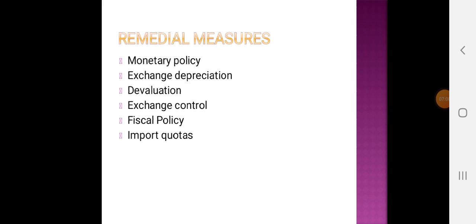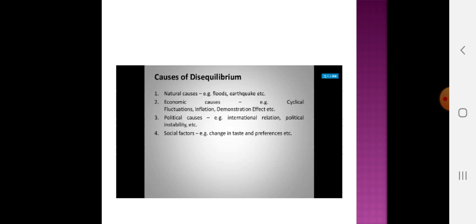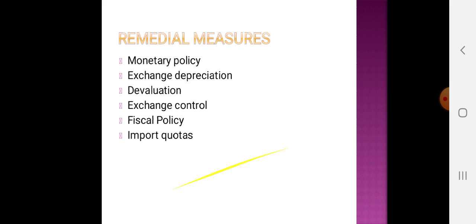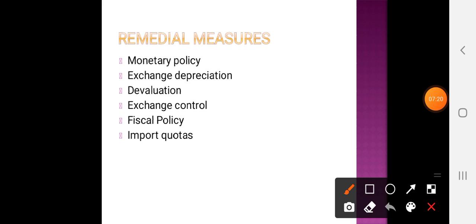So first we have discussed the causes which are creating disequilibrium in balance of payment, and now we'll be discussing the different remedies which we can apply for that. When you say remedies, the first one is monetary policy. Monetary policy may be used to correct the deficit in the balance of payment of the country. The deficit occurs because of high import and low level of export, so this is to be reversed.